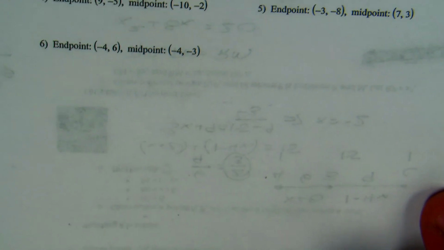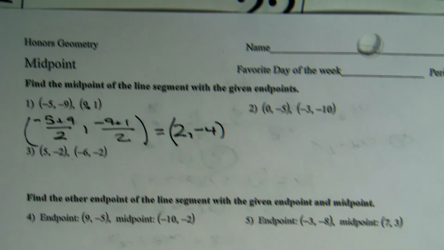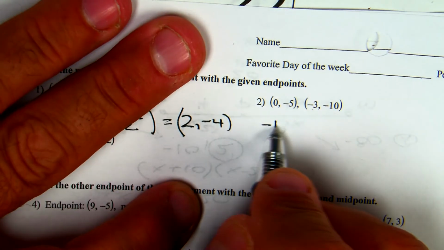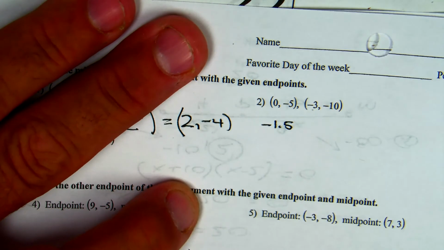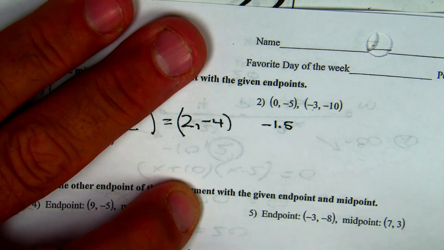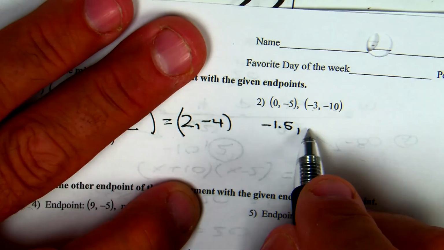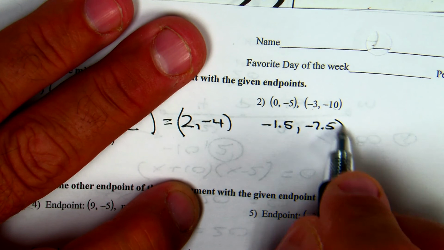Now, number 2, just so you know, they aren't always whole numbers. If we do 0 plus -3 and divide by 2, we get -1.5. That's fine. If you want to write it as -1 1/2, that's fine. -5 plus -10 is -15. Half of -15 would be -7.5.